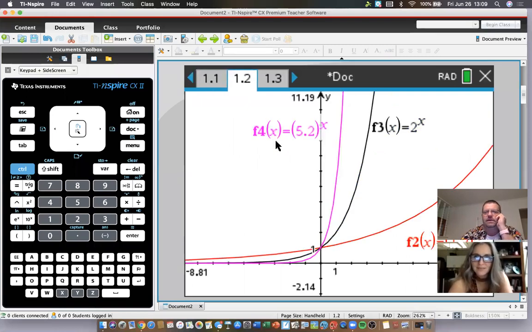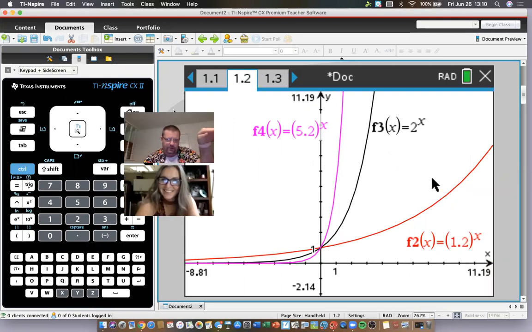Okay. So here are the graphs of the first row. And I know you have the notes, we wanted to graph 2 to the x and compare it to 1.2 to the x and 5.2 to the x. I'll let you look at this for a second and then let Miss Young tell you what she notices or what she thinks about this.